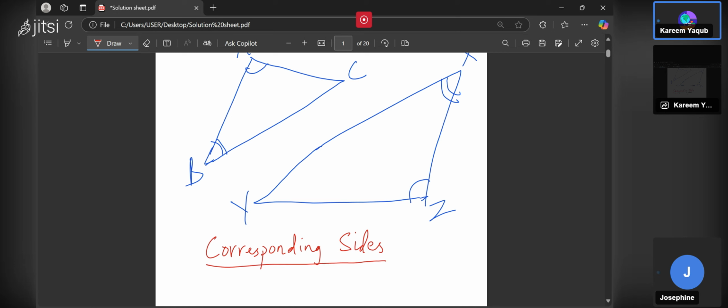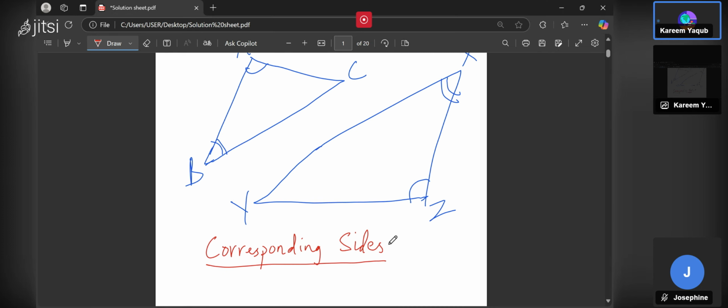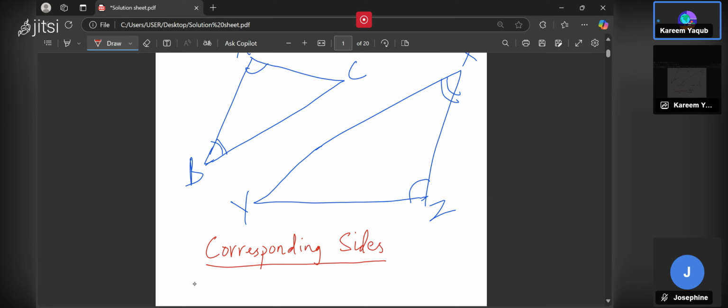Under corresponding size, it is the angle that will tell us the sizes that are corresponding. We make use of corresponding, not equal size. The size can never be equal, but they will be corresponding based on the angles. Since angle A is equal to angle Z, angle B is equal to angle X, and angle C is equal to angle Y.